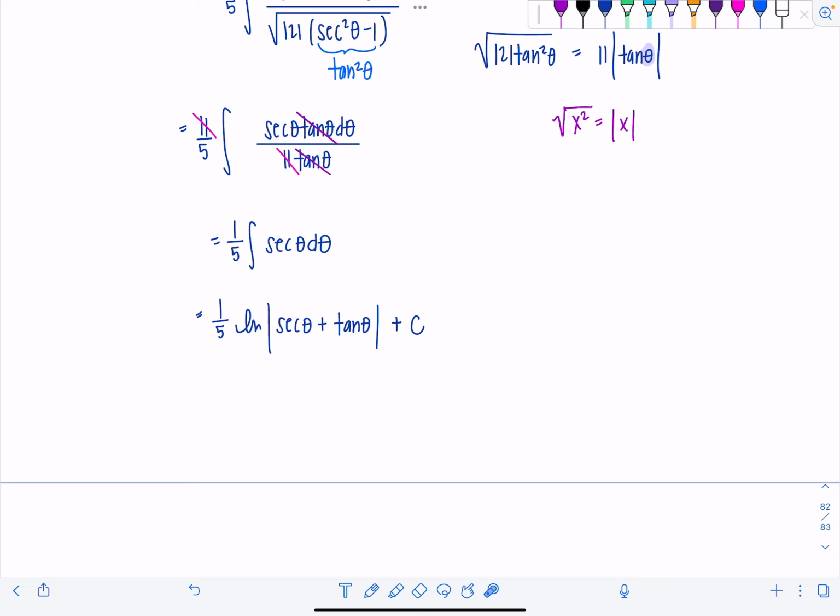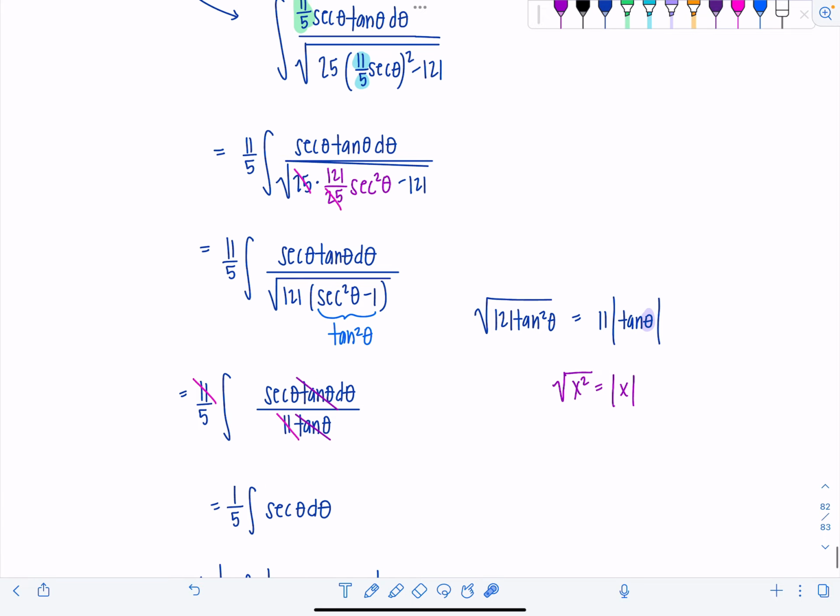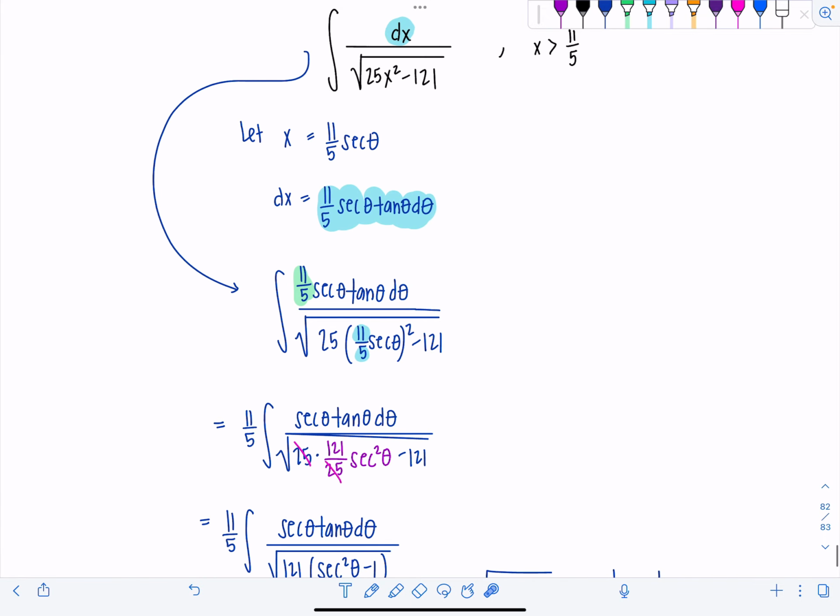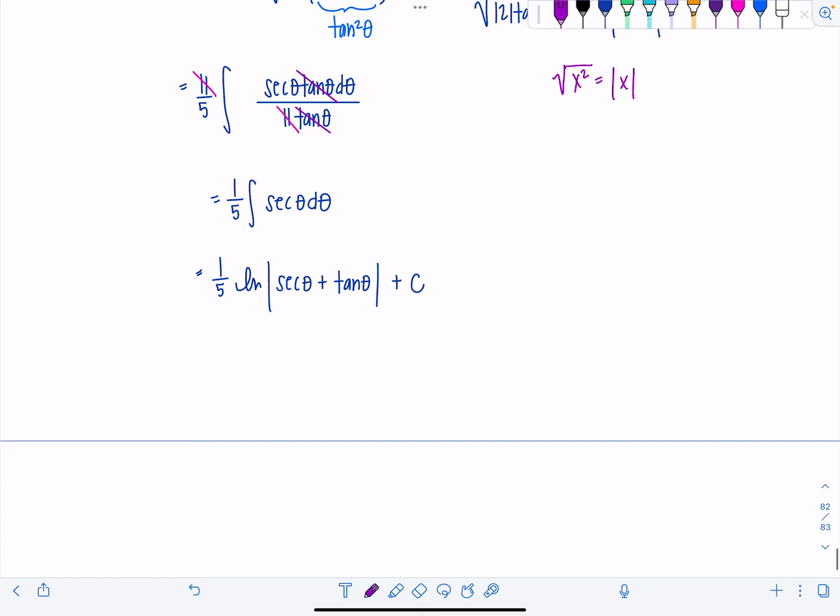All right, now, no, you can't box the answer just yet because we have to go back and rewrite everything in terms of x. And how to do that? Well, you go back to the original substitution that you made. We let x equal 11/5 secant theta. So that's how we're going to get back to x land. So x was 11/5 secant theta.